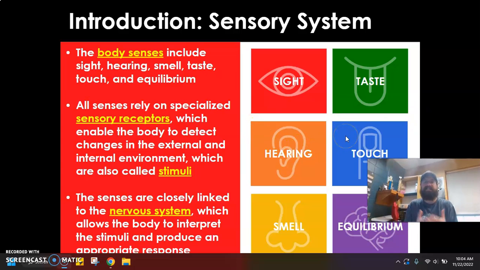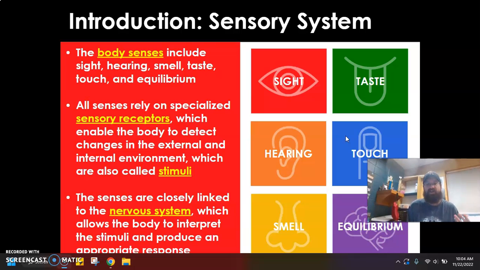All right, so the body senses, we just went over them a little bit, and we're going to look at more in depth. All of these senses rely on what we call sensory receptors. In this first little introductory set of the notes, we're just looking at an overview. We're looking at these sensory receptors and also parts of the brain that go hand in hand with the senses. Okay, so sensory receptors enable the body to detect changes to stimuli. Stimuli is anything that we come in contact with, right? So this could be external or internal changes.